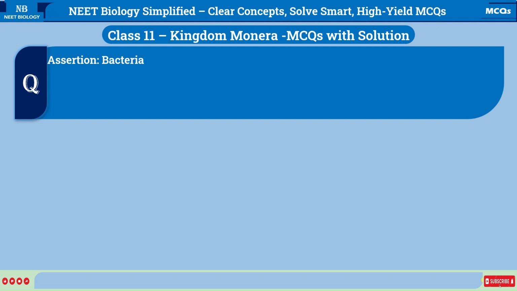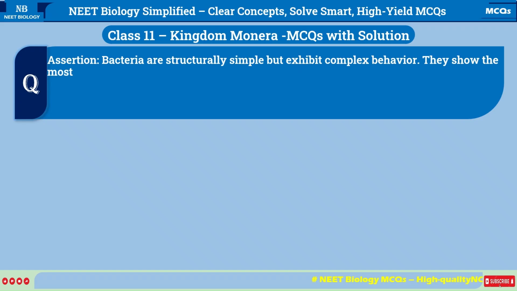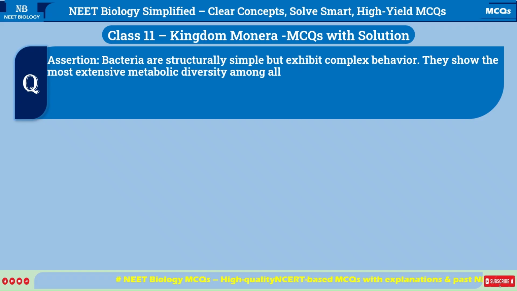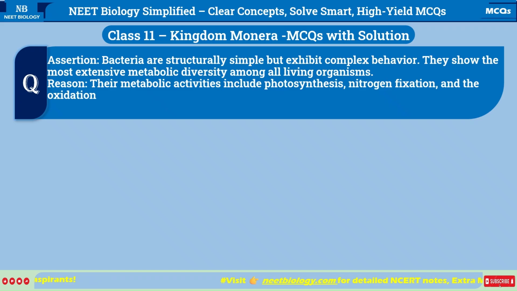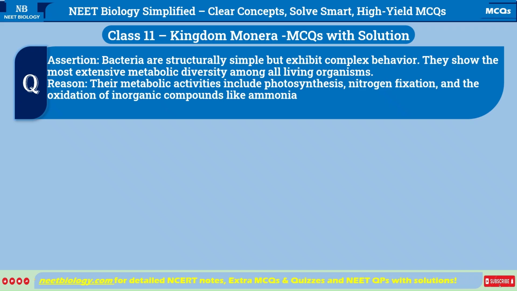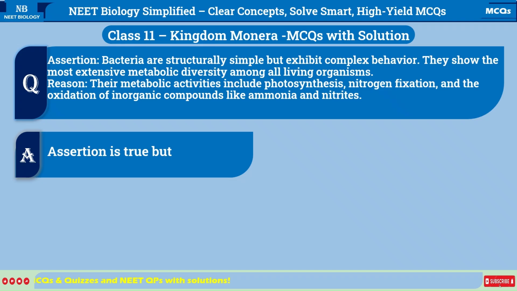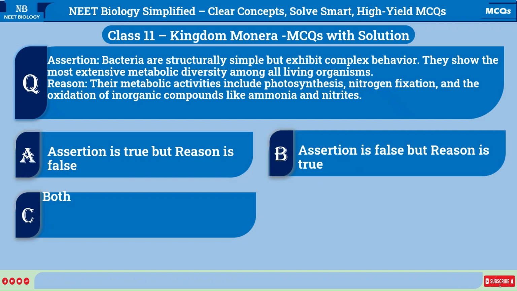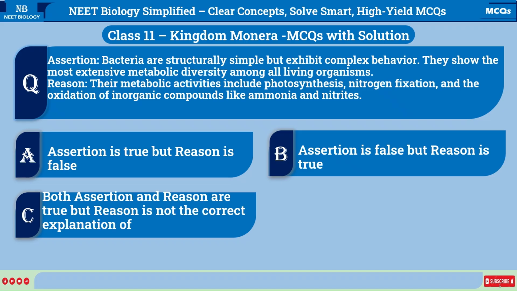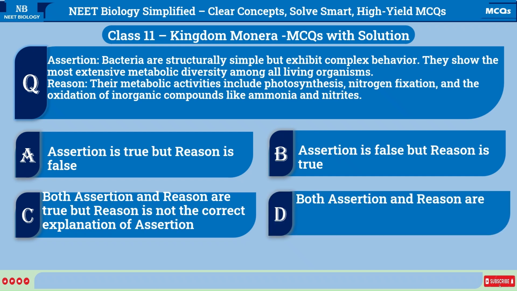Assertion: bacteria are structurally simple but exhibit complex behavior. They show the most extensive metabolic diversity among all living organisms. Reason: their metabolic activities include photosynthesis, nitrogen fixation, and the oxidation of inorganic compounds like ammonia and nitrites. A. Assertion is true but reason is false. B. Assertion is false but reason is true. C. Both assertion and reason are true but reason is not the correct explanation of assertion. D. Both assertion and reason are true and reason is the correct explanation of assertion.